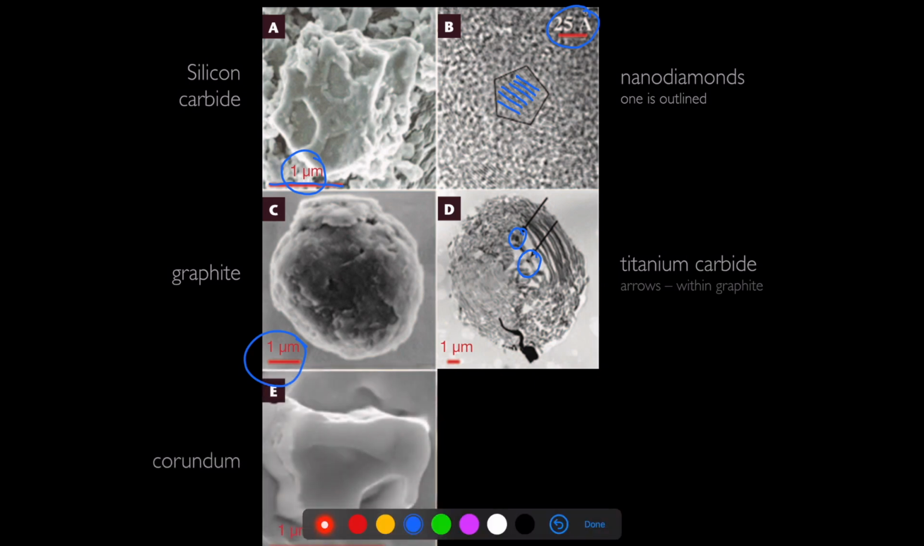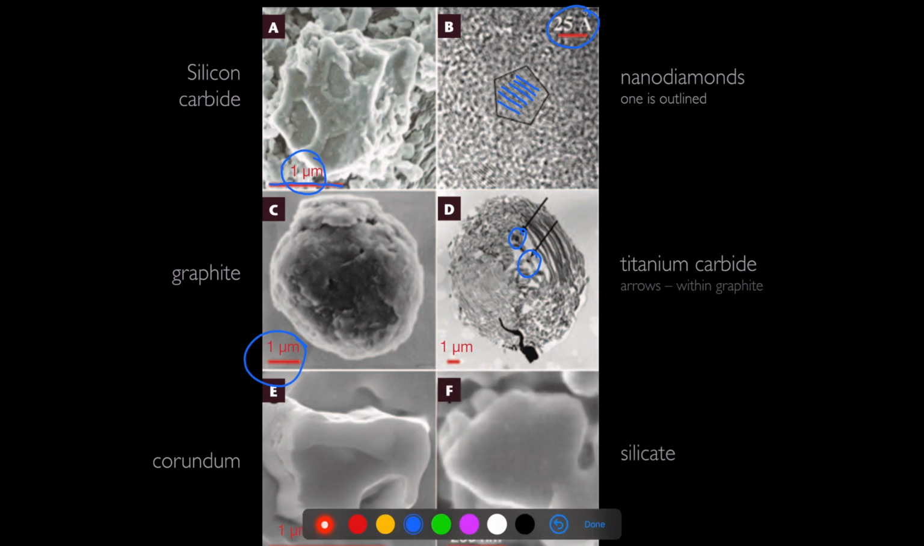And then there is corundum as one example. This is also around 1 micrometer. And finally, there's a silicate. So the latter two look flat because they have been cut out with a focused ion beam, and this is why they get these flat surfaces here.